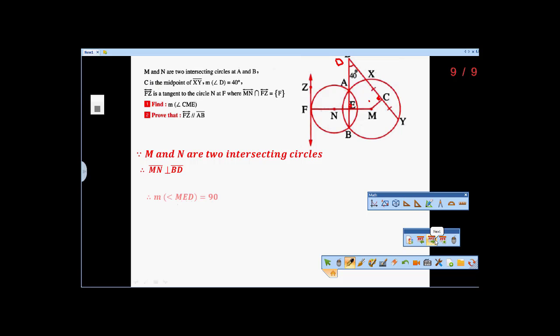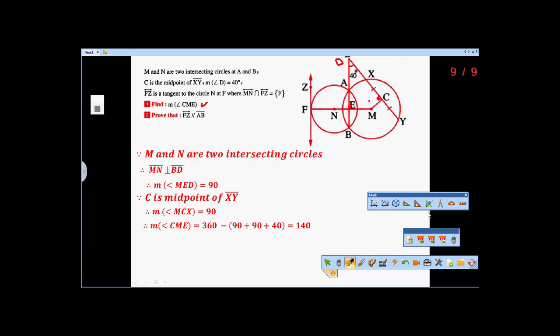And we proved before that the measure of angle MCD is equal to 90. So I have a quadrilateral. It means I can find the measure of angle CME, which equals 360 minus (90 plus 90 plus 40). It will be 140 degrees. That's the first requirement. About the second requirement, I want to prove that FZ is parallel to AB.